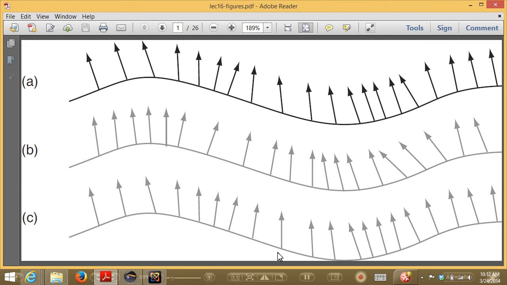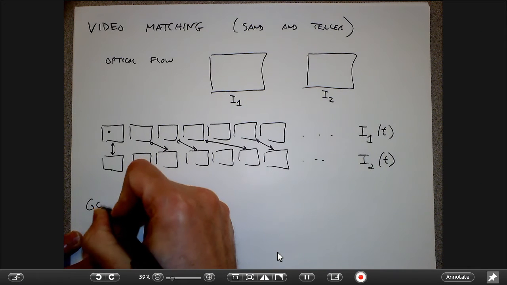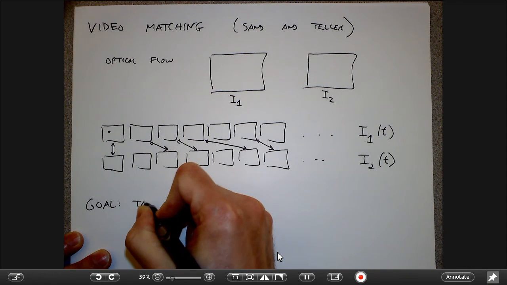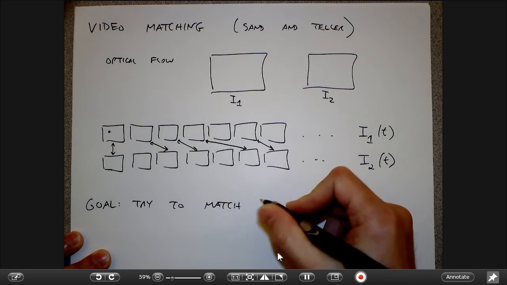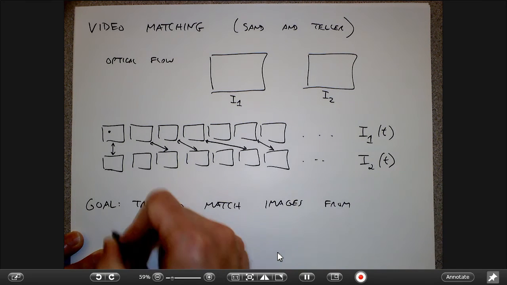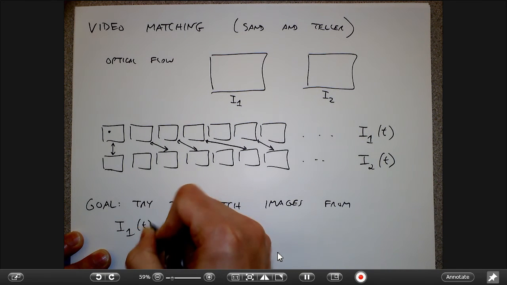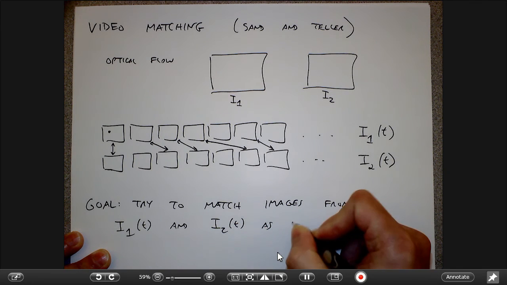Let me go back to my slides here. So the goal is to try to match images from I1 of t and I2 of t as well as possible.